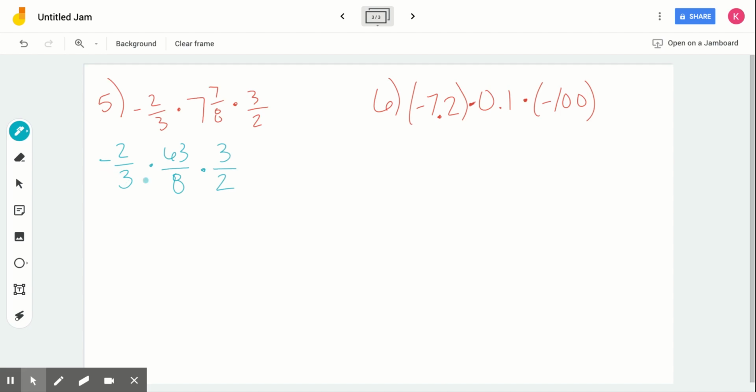Now, we can count our negative signs. One negative sign gives us a negative answer, and then we go straight across the top and straight across the bottom. I know that 3 times 8 is 24, and 24 times 2 is 48. 2 times 63, we can work this out if you need to. 3 times 2 is 6. 6 times 2 is 12. So now I have 126 times 3.